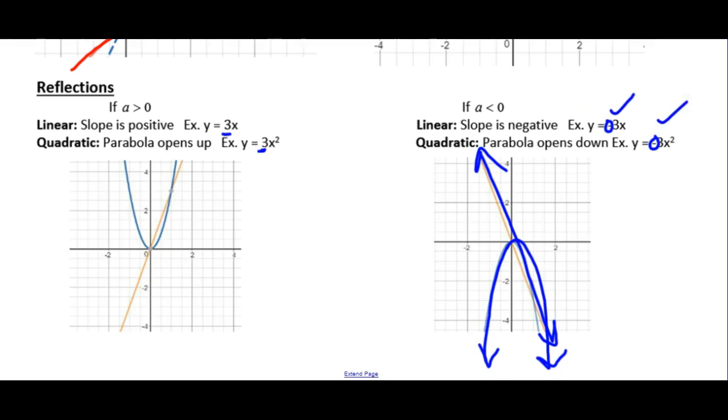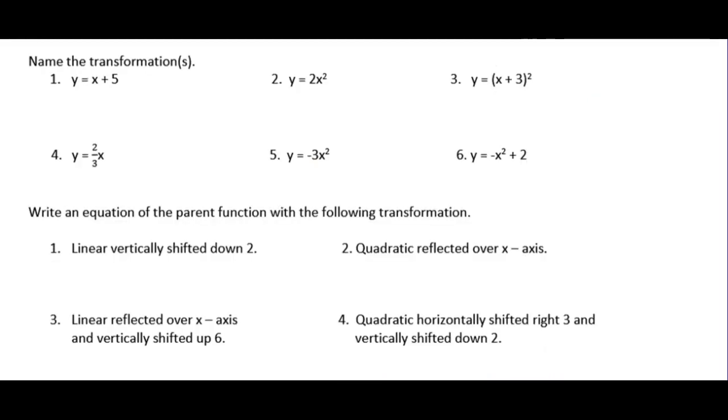So let's take a look at some examples. So first we're going to name the transformation given the equation. And I also want you to tell me if it's linear or quadratic just for practice. So looking at this first one, it's linear. How do I know? Because it just has an x. If it would have an x squared, it would be quadratic.